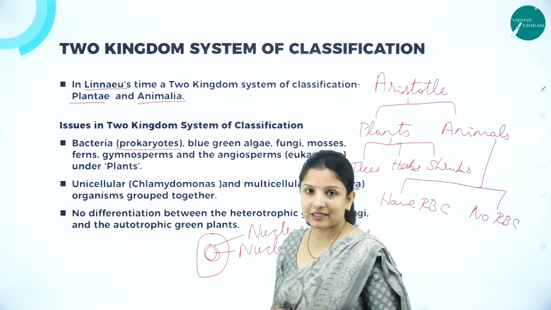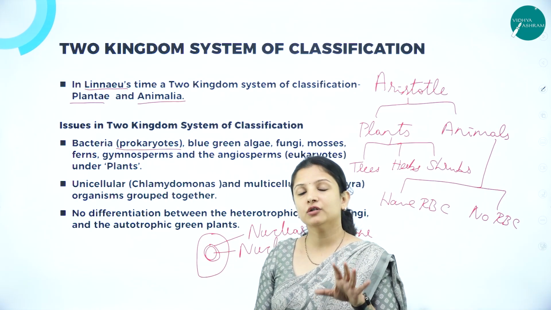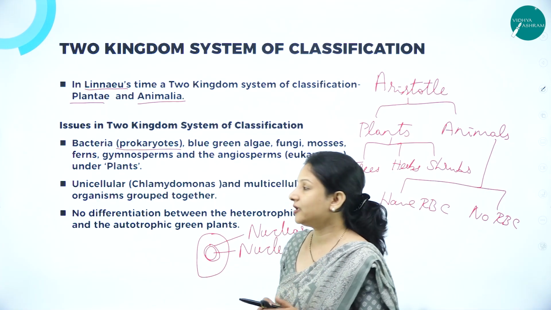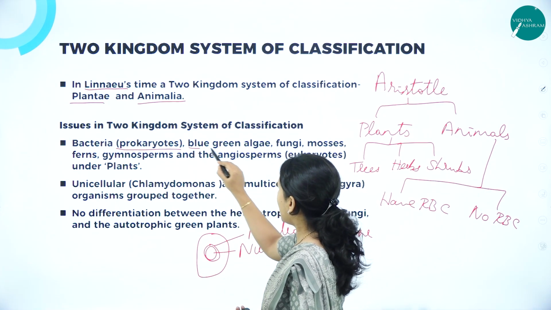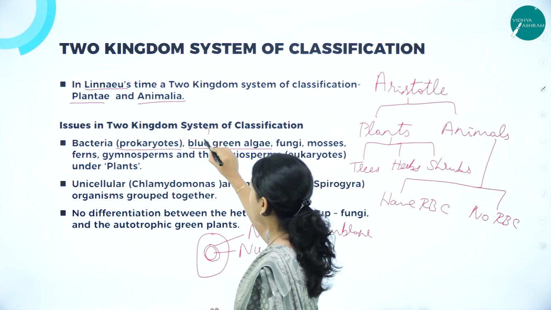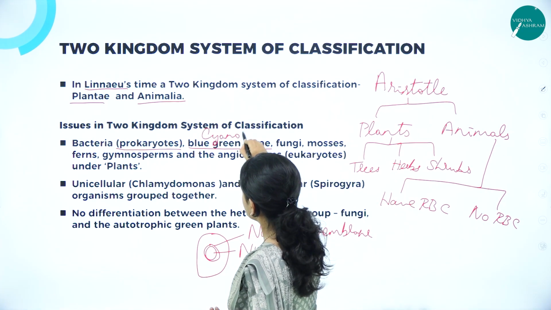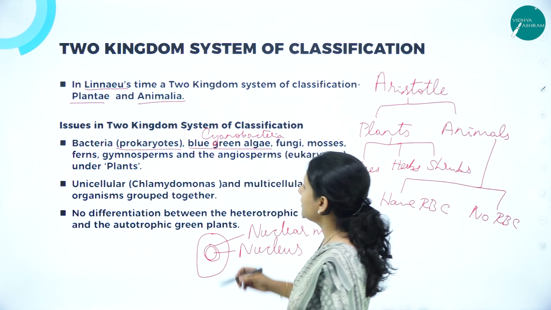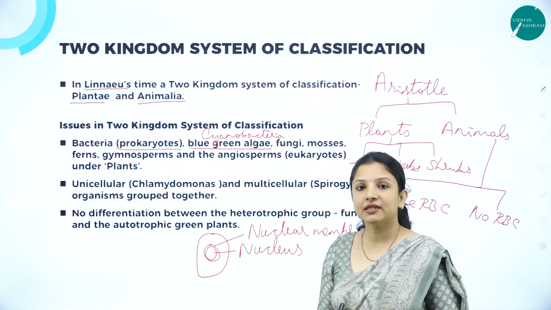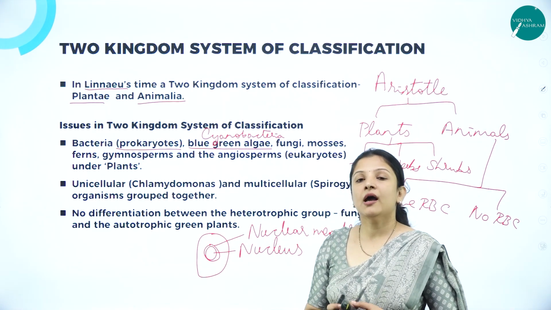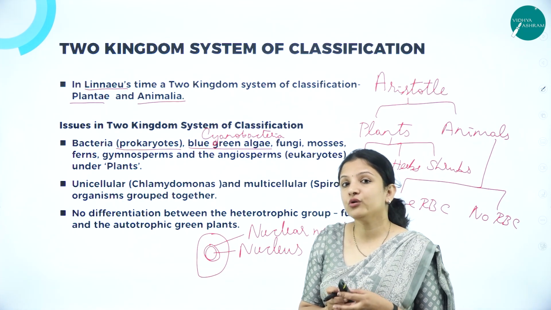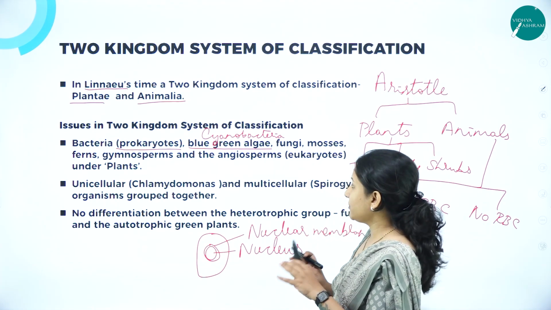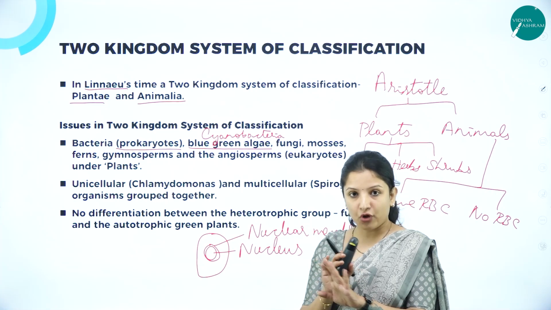So bacteria are prokaryotes because they don't have a nuclear membrane surrounding the nucleus. And blue-green algae, that is cyanobacteria. Blue-green algae is not an algae, it is a bacteria. It is called blue-green algae because it has chlorophyll pigments in them and it has some very minute characteristics which resemble algae. So that is why they have named it blue-green algae, but it is not an algae.